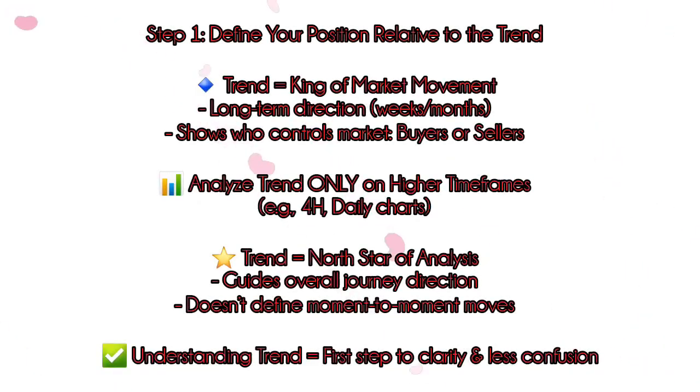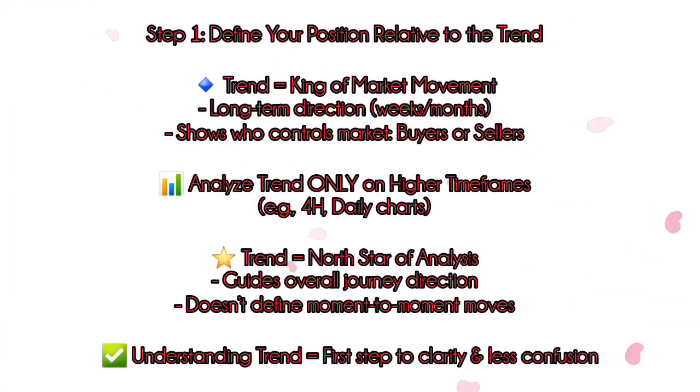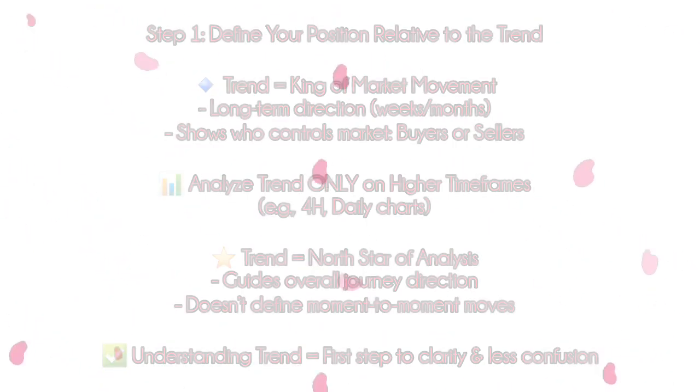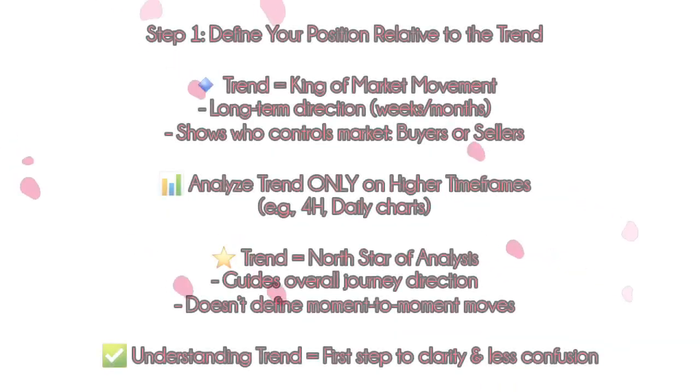Before we can understand the turbulent surface-level current of the order flow, we must first define our position relative to the deep primary current, the trend. The trend is the king of market movement. The trend is our overall long-term direction, telling us whether the primary power is in the hands of the buyers or the sellers over a multi-week or multi-month perspective.